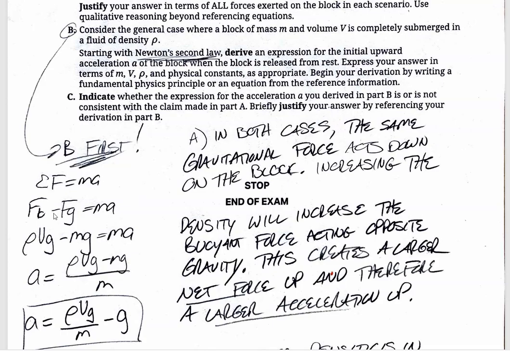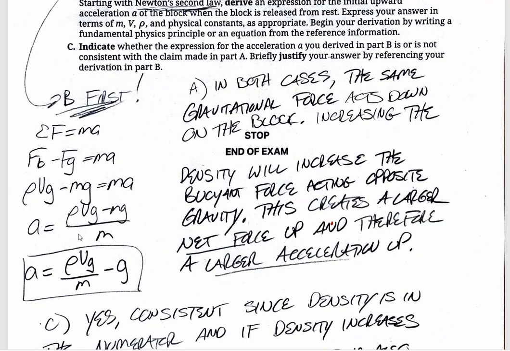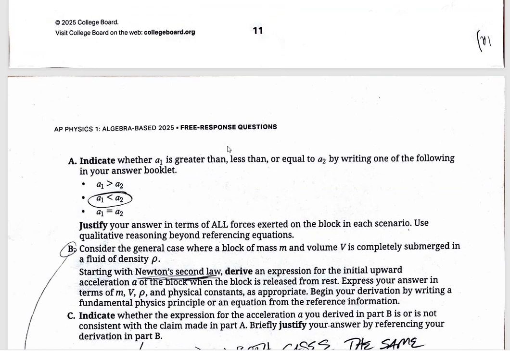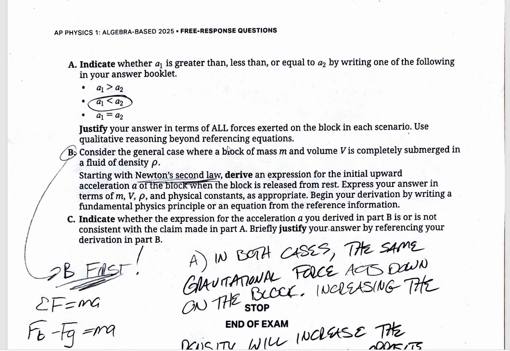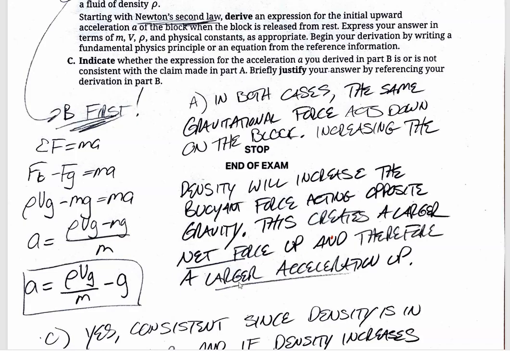Notice I did B first. You got the buoyant force up, gravity down equals MA. Buoyant is rho VG. And then you're solving for A. This was stupidly easy last year. People came in and were like, oh my God, that was too easy. I'm worried. No, it was that easy. So we have an expression for A. Now this is helping me. I'm looking here and I'm like, oh, look, if density increases, acceleration increases. Cool. I know that I circled A1 is less than A2.